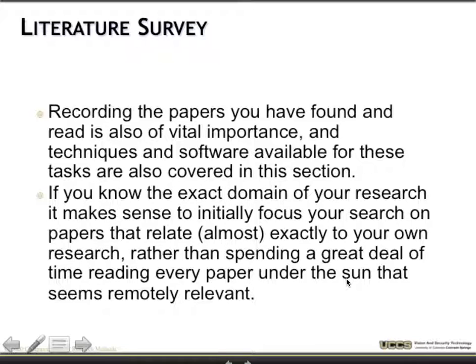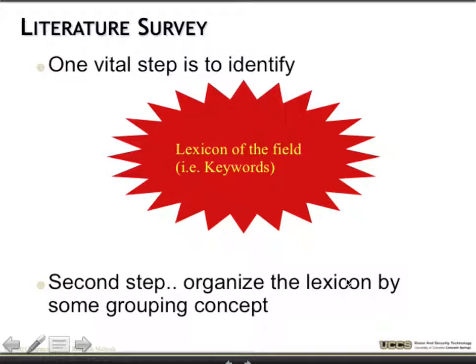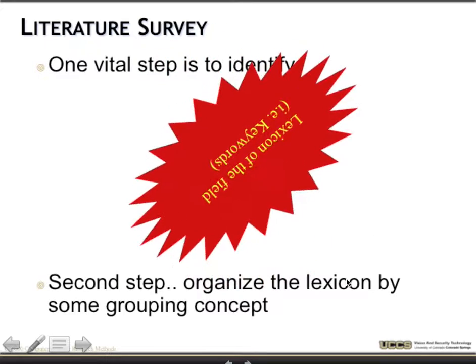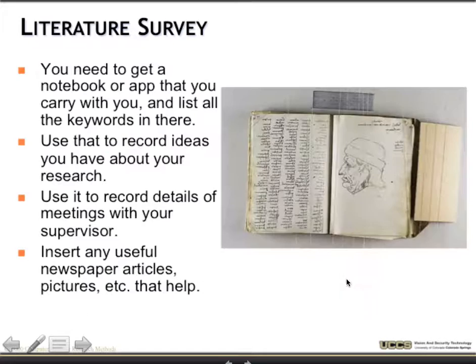Okay, so as you're doing the literature survey related to finding your own work, one vital step is to identify what I would call the lexicon of the field. This is related to the keywords, but it's a little bit more because the lexicon is really organizing those keywords in some grouping concept. What's related to what, how are they different, those are the 2 things you're going to put together. Obviously when you're doing the literature survey, that's going to be your concept for putting the papers together. The other is having a lexicon that lets you find more papers. We already talked last week about getting more papers out of it.